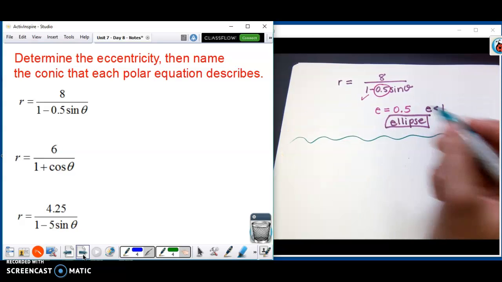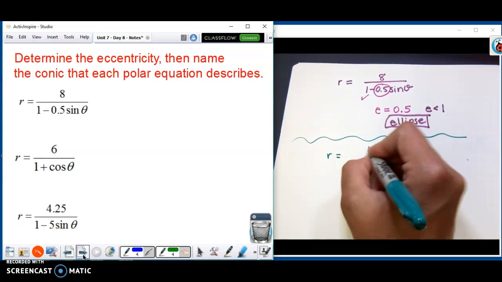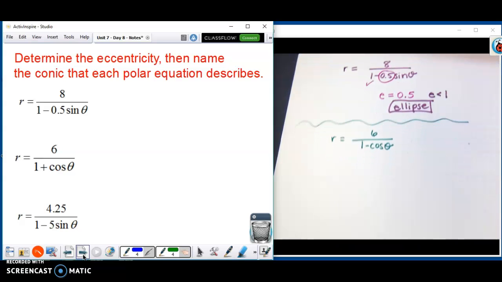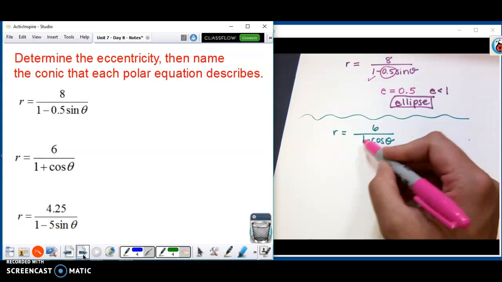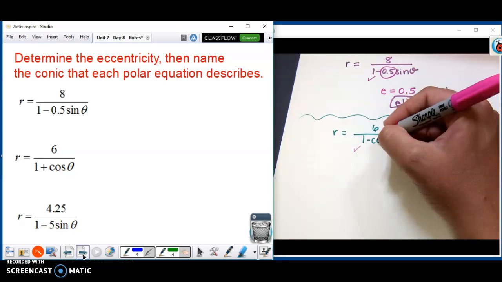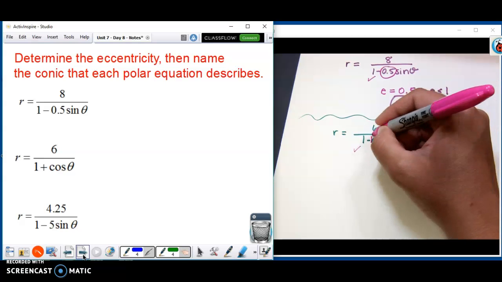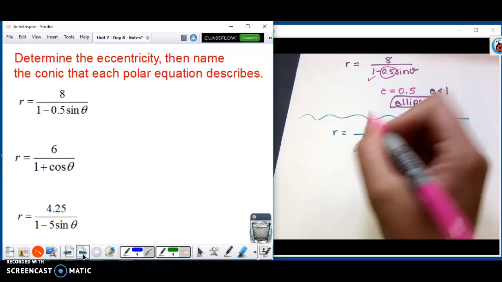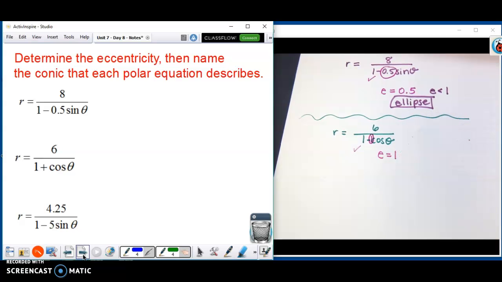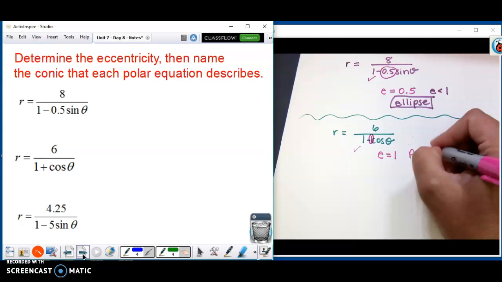So for the next one, we have R equals 6 over 1 minus cosine theta. So it should be a constant on top, which it is. Should be a 1 out front, which it is. It's negative, which is fine. There's no number in front of cosine, so it's really a 1 there. So that 1 is what we're looking at. So our eccentricity is 1. It says if eccentricity is 1, then we are working with a parabola.